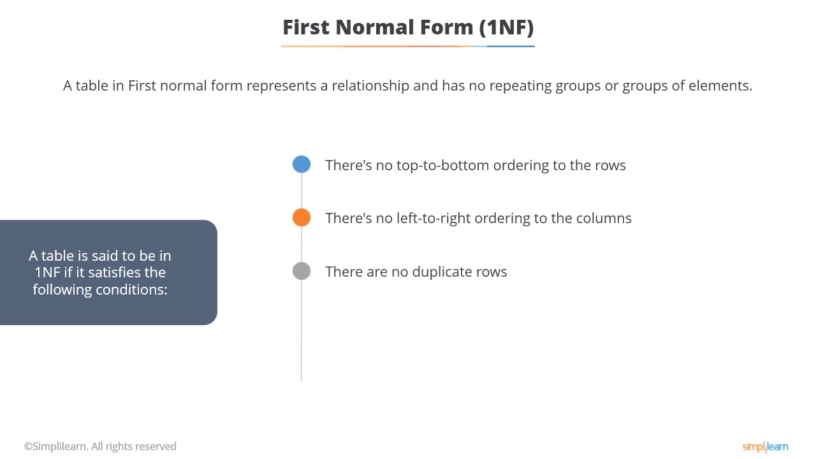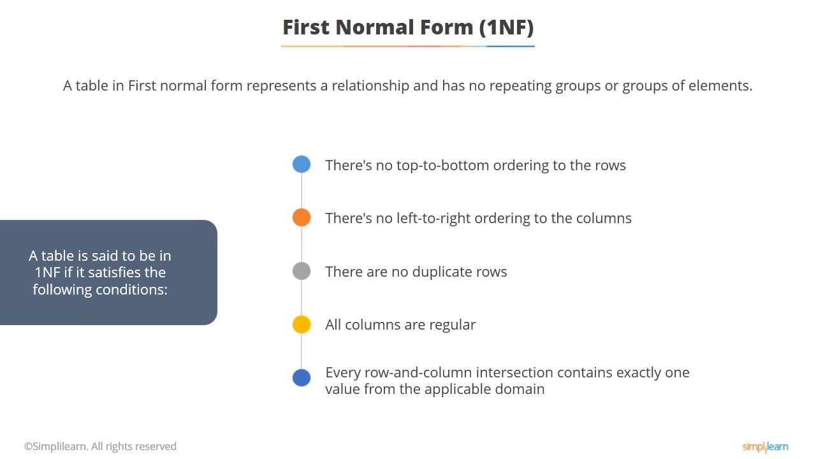There's no duplication, no duplicate rows. That is usually enforced by the keys, but not necessarily. If you don't have keys on the database, which is sometimes the case, you may have duplicate rows. It also says don't have anything hidden, such as comma-separated lists in columns. That makes it normal. And then we have this wonderful phrase: every row and column intersection contains exactly one value of the appropriate domain.